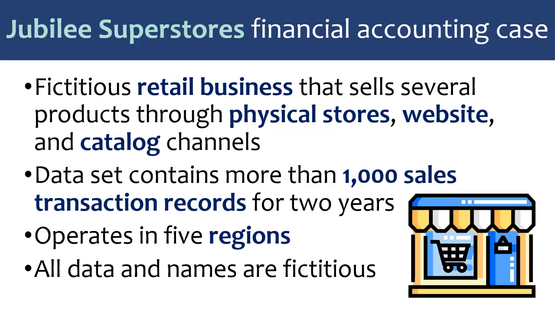This interactive Excel dashboard for financial accounting uses the Jubilee Superstores dataset. Jubilee Superstores is a fictitious retail business that sells several products through physical stores, its websites, and catalogs. The dataset contains more than 1,000 sales transaction records for 2 years. Jubilee Superstores operates in 5 regions. Again, all data and names are fictitious.